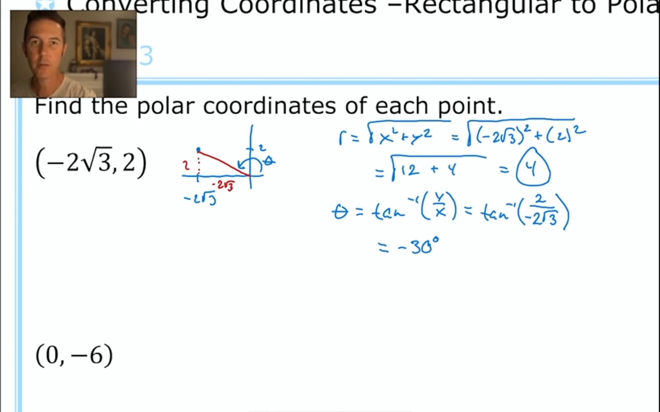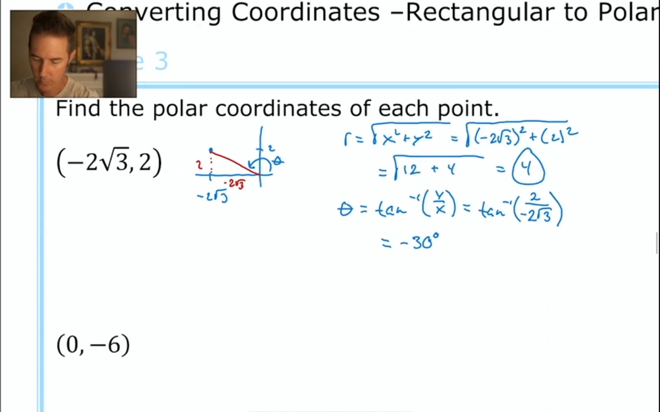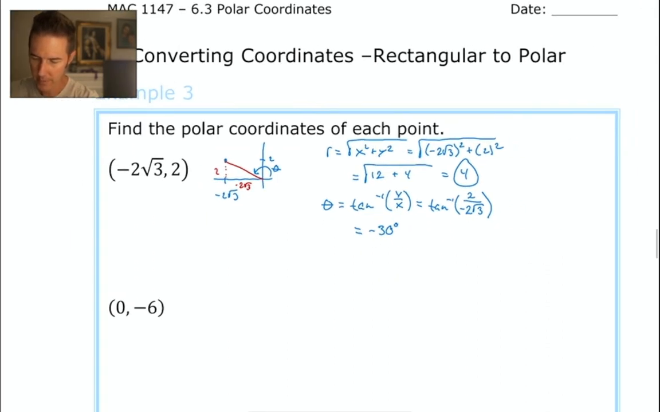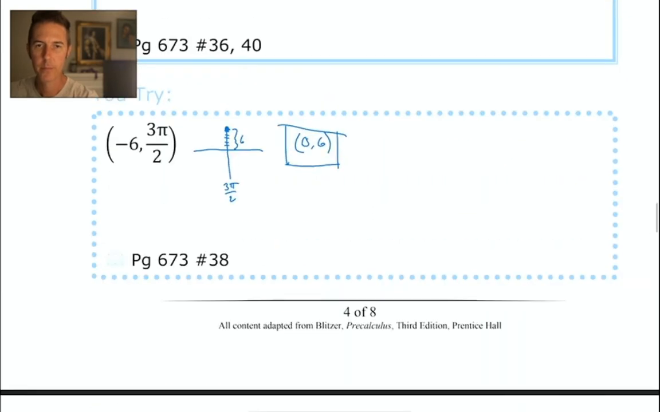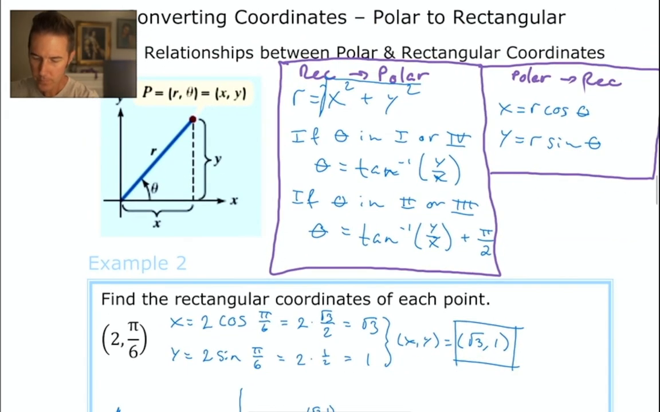So this is one of those examples where, is my iPad freezing? No, here we go. This is one of those examples where if your theta value is supposed to be in the second or the third quadrant, then after you take the inverse tan, you're going to have to add a half of a rotation in order to swing the angle measure into the appropriate quadrant. So let's go back down.